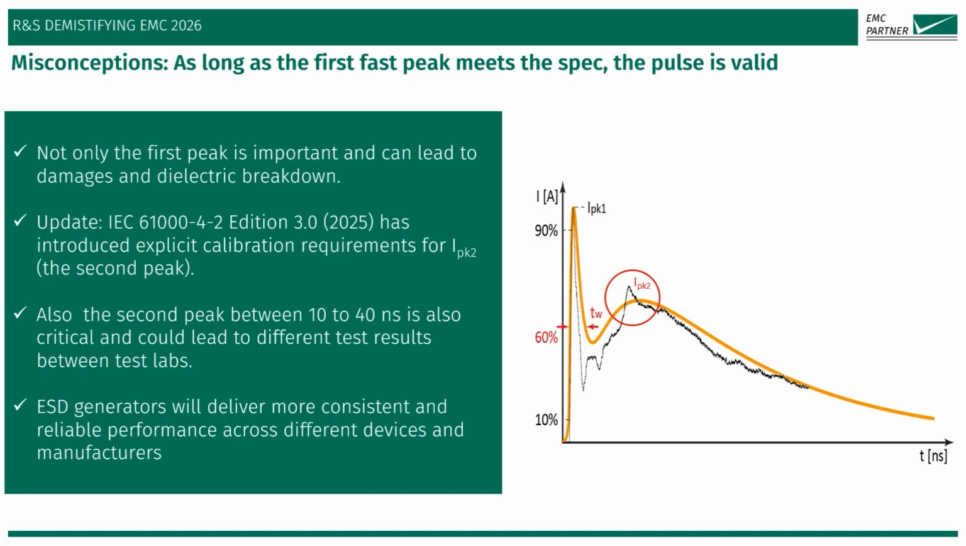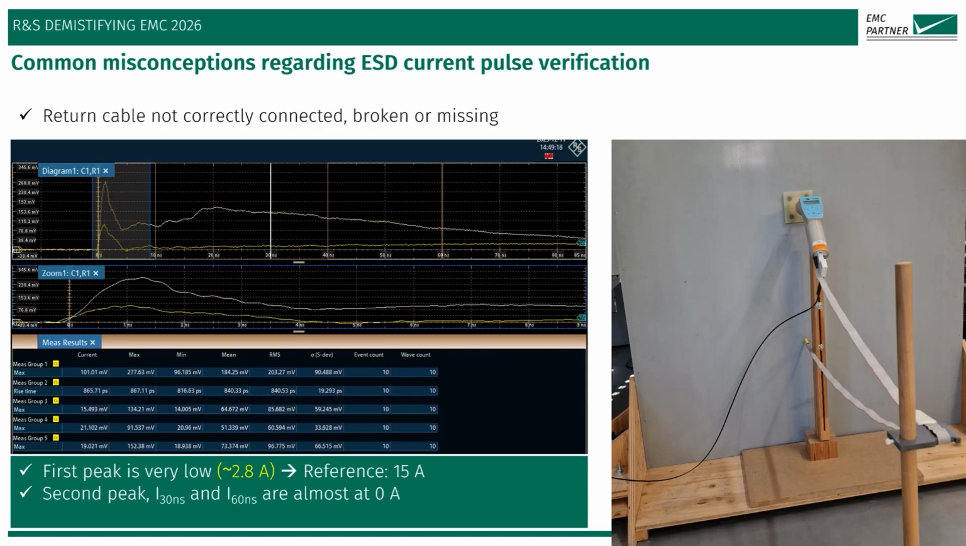highlighting its importance for realistic and reproducible test results. This parameter is responsible for controlling the common ringing you see in the picture that is caused by all generators. This makes all results between generators and labs comparable and reproducible. This slide addresses a frequent error in ESD current pulse verification, the assumption that the return cable connection is optional or actually minor. When the return cable is disconnected or broken, the measurement becomes completely invalid. Thus, the testing also becomes invalid.